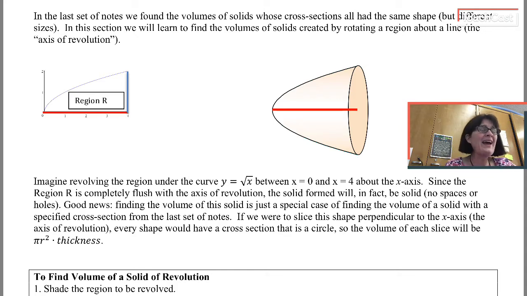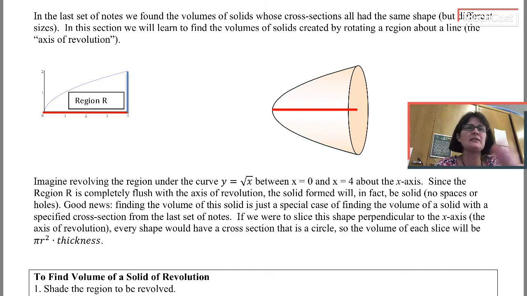So what we have here is actually a much more common problem if you're thinking about the AP test. It's really just a special specific case of finding a volume by using slices that have cross sections that all have this same shape. And that's going to be when we revolve a region around an axis. An axis is just a fancy name for a line that you spin something around.